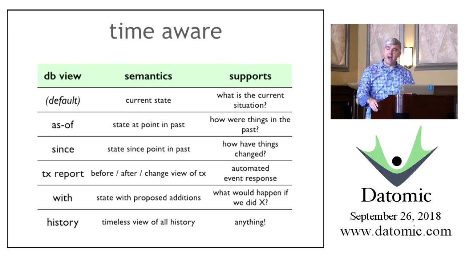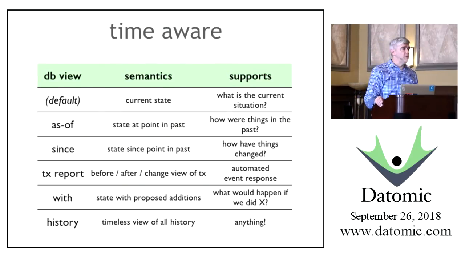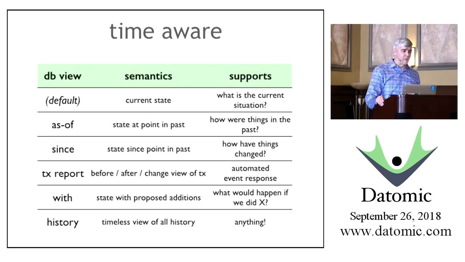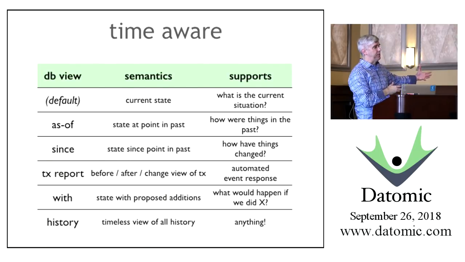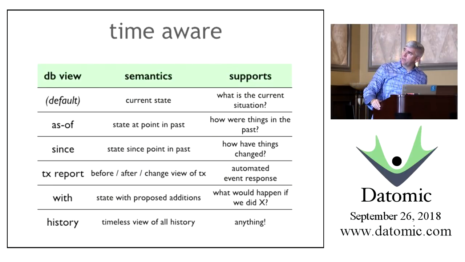Datomic is time-aware all the time. So when you get a database value back from a connection, as you did a little bit in the previous lab and we'll be doing more in the next lab, that is the current state of the world. If you ask for an as-of database, you can say, what did things look like at a point in the past? And then issue your query against that. A since database is probably the most unusual one. It says, give me only the things that have changed since some point in the past. So this is a database with old stuff shaved off and only the new.